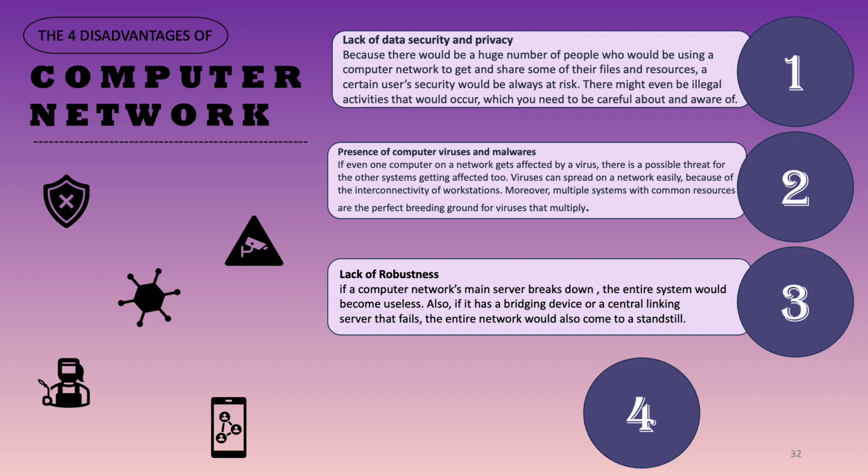Thirdly, computer network has a lack of robustness. How can that happen? This is because if a computer network's main server breaks down, the entire system would become useless. Also, if it has a bridging device or a central linking server that fails, the entire network would also come to a standstill.